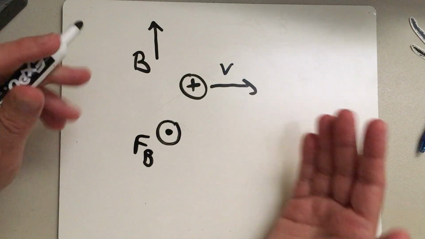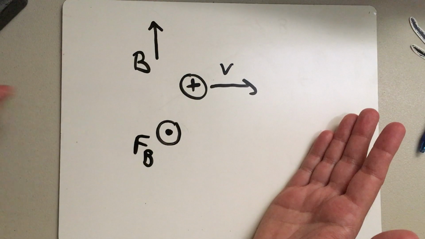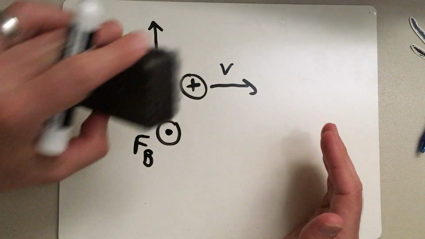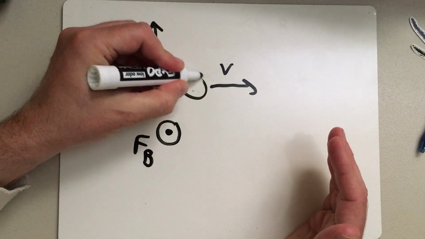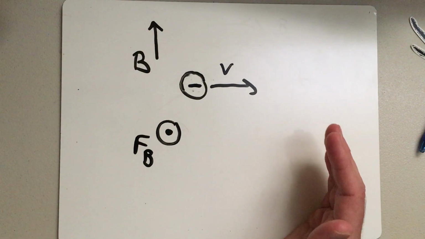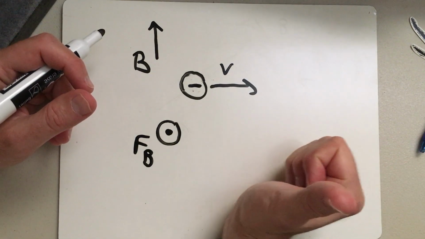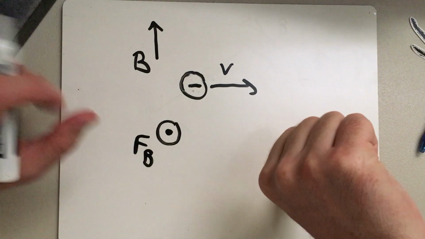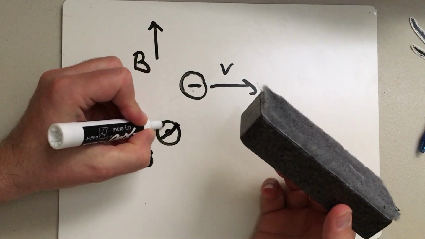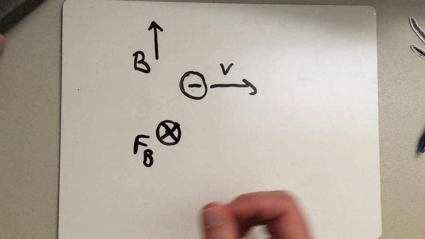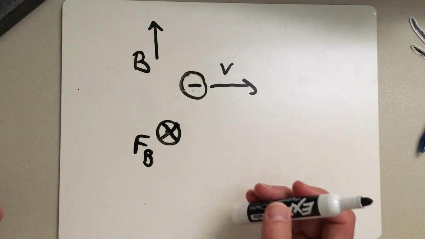Now, I want to point out that the right-hand rule works for positive charges. If you have a negative charge, let's in fact just change this to a negative here. There's two ways to get it. You can use the right-hand rule, go through everything, and when you get your force, you take the exact opposite direction. So the exact opposite direction would be into the board, so I just put an X there. Or for negative charges, you can use the left-hand rule.